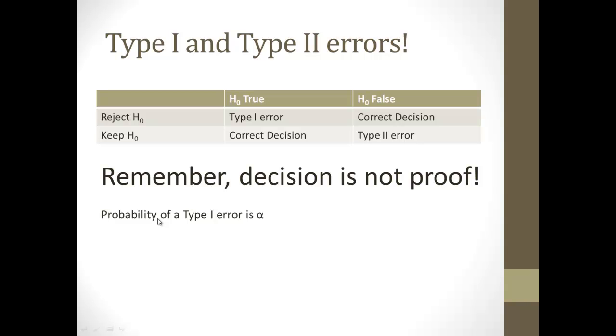Now, when we're doing this, we are prone to type 1 and type 2 errors. A type 1 error is when we reject the null hypothesis and it turns out to be true. And a type 2 error is when we keep the null hypothesis and it turns out to be false. This decision that we're making when we keep or reject the null hypothesis is not proof. It's just saying that there's a statistically significant change. Our probability of a type 1 error is our alpha.